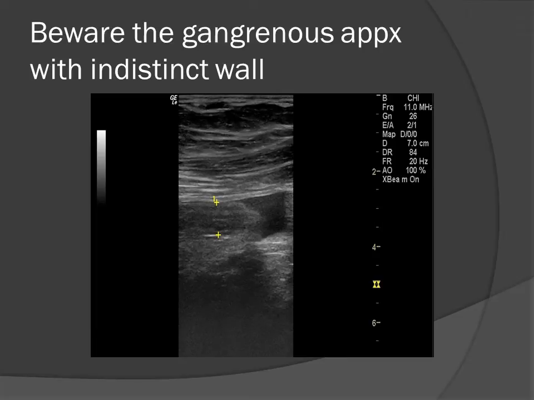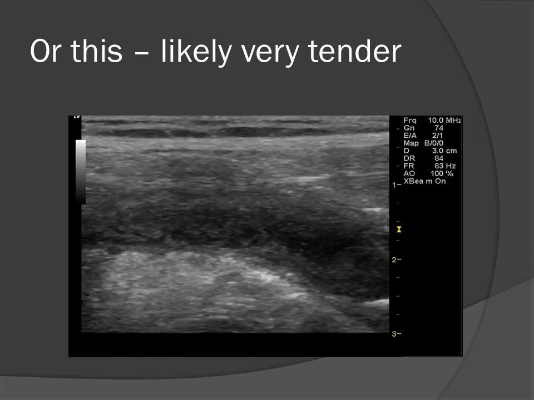And you must beware when an appendix becomes gangrenous, the walls become quite indistinct. It does become very tender at this stage, but if you're looking for that stripy or target lesion, you'll be very disappointed. Note the small pocket of free fluid, often at the tip, acts as a pointer to the end of the appendix. Here is an example of a very necrotic and gangrenous appendix, quite indistinct.